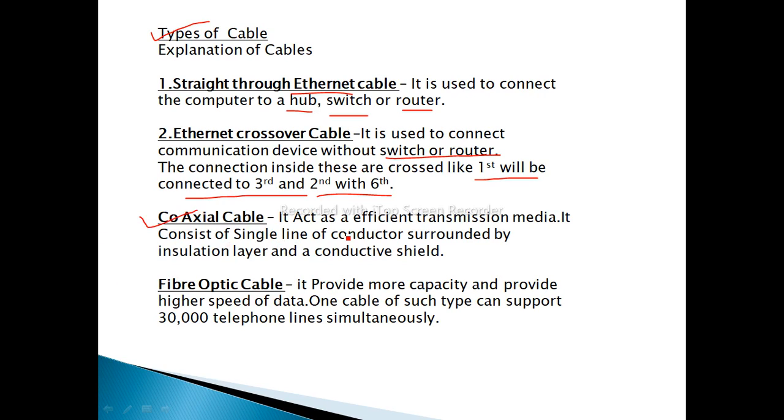Now coaxial cable. It acts as an efficient transmission media. It consists of a single line of conductors surrounded by an insulation layer and a conductive shield. Third one is fiber optic cable or optical fiber cable. It provides more capacity and a higher speed of data. One cable of this type can support 30,000 telephone lines simultaneously. So there are differences between different kinds of cable. All the cables are different from each other.